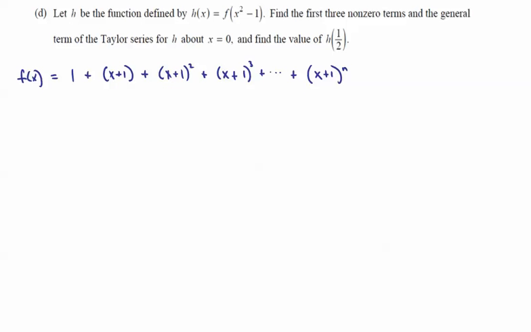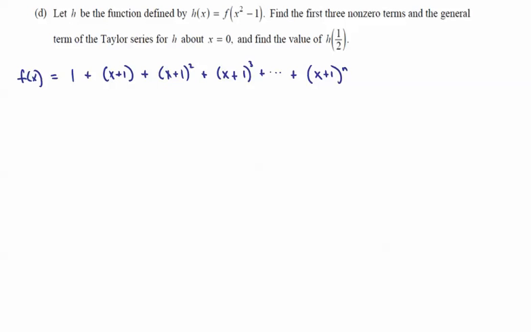Part D here, we let h be the function defined by h of x is f of quantity x squared minus 1. We want to find the first three non-zero terms and the general term of the Taylor series for h about x equals 0, and then find the value of h of 1/2.